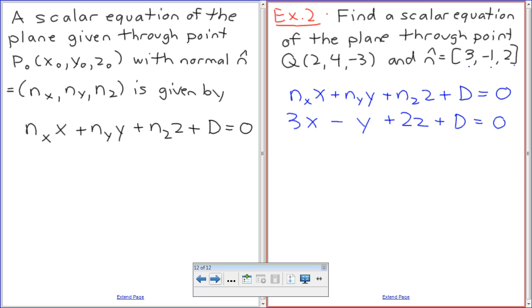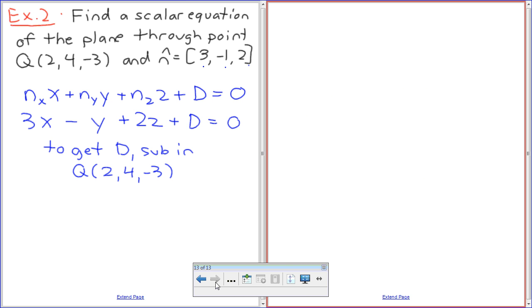Okay? All right, if I get someone to be brave and let me know how I would solve for d. And what is d? I think it's called the determinant, I can't remember off the top of my head. So to get d, we want to sub in Q, (2, 4, -3). I want you guys to do that for me and get d.